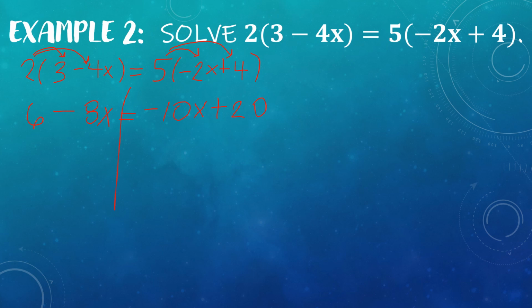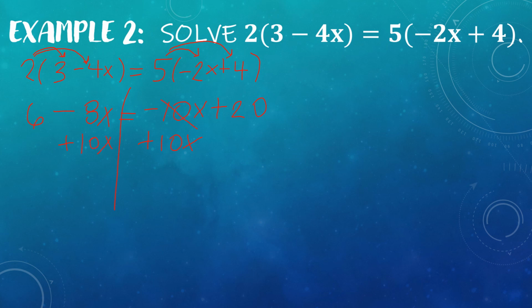So now we are ready to move our variables to the one side and our constants to the other. So I have a variable on the left side and the right side, so I am going to move the negative 10x to the left side. In order to do that, I need to do the opposite. So right now it's a negative 10x, so I'm going to add 10x, so that will equal 0.